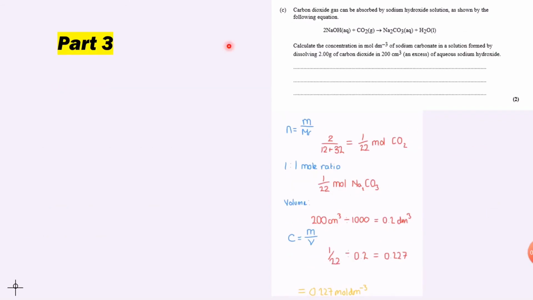And finally, the last part of the question, part C. So carbon dioxide gas can be absorbed by sodium hydroxide solution as shown by the following equation. So this is our equation here of carbon dioxide gas being absorbed by sodium hydroxide solution. So it's asking us to calculate the concentration in moles per dm cubed of sodium carbonate in a solution formed by dissolving 2 grams of carbon dioxide in 200 centimeter cubed, an excess of aqueous sodium hydroxide. So it's asking us to find the concentration of sodium carbonate in this solution that we've formed.